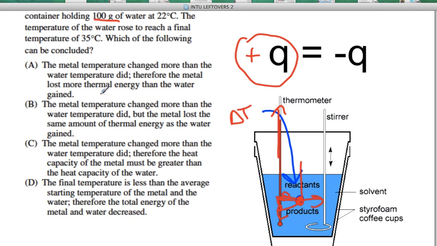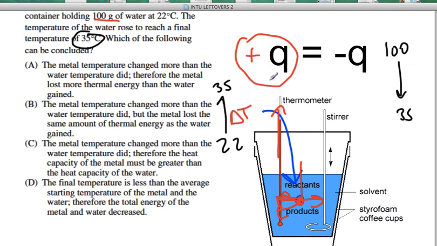The metal's at 100 degrees. The final temperature of the water is 35. So the water basically starts out at 22 and goes up to 35. The metal starts at 100 and drops down to 35. The difference has to do with the difference in specific heats.